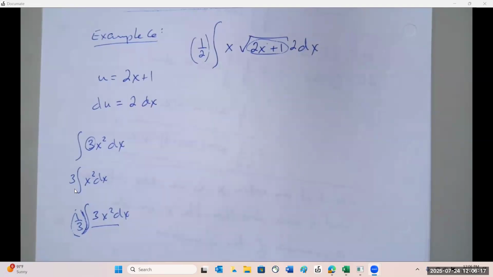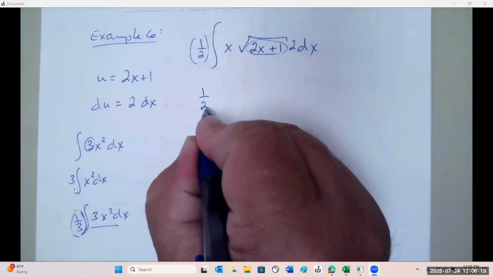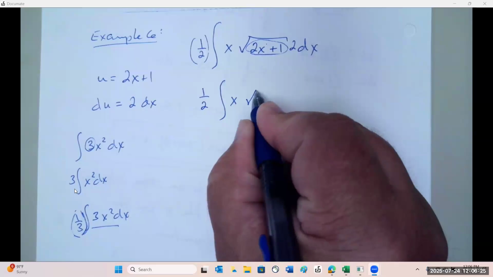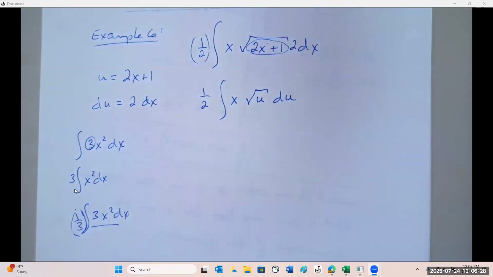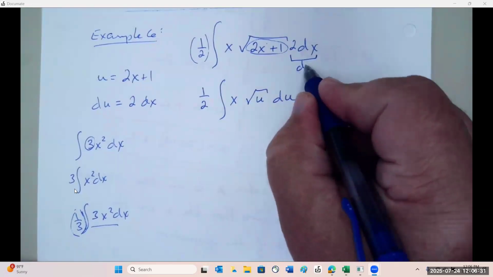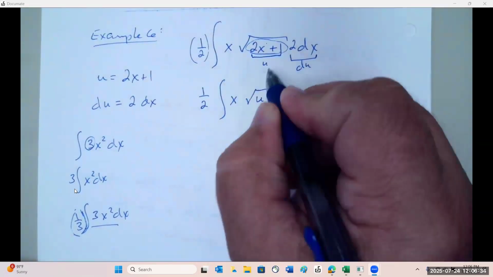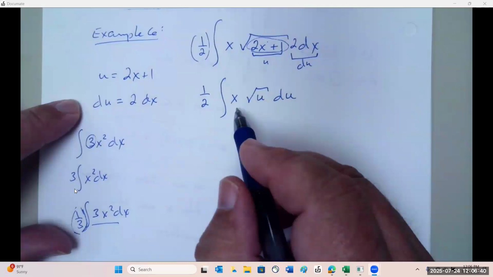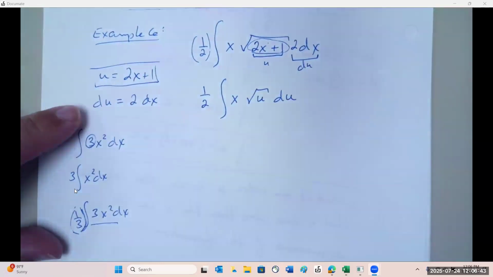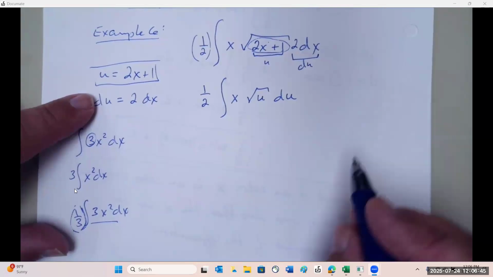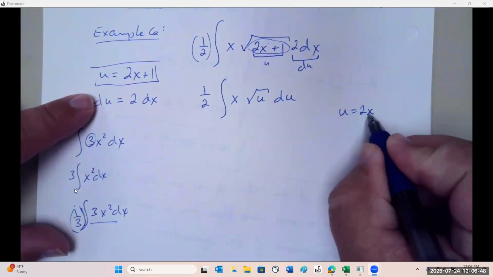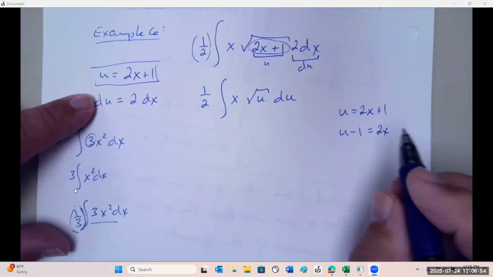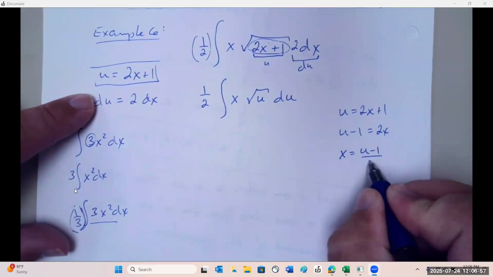All right. So so far we set it up, and we have this right now. Because this is our du, this is our u, and again, we have an x. When that happens, go back to where you set u and solve for x. So since u is equal to 2x plus 1, solve for x. So we have u minus 1 equals 2x. x is equal to u minus 1 over 2.